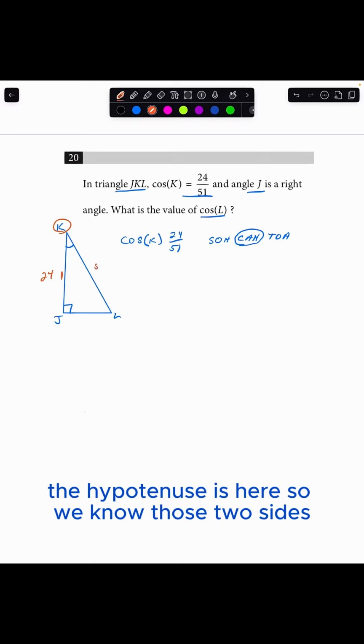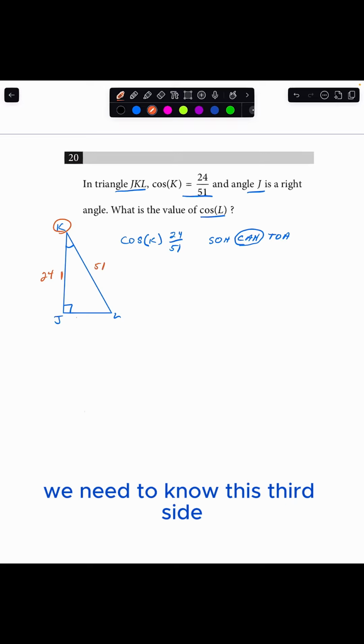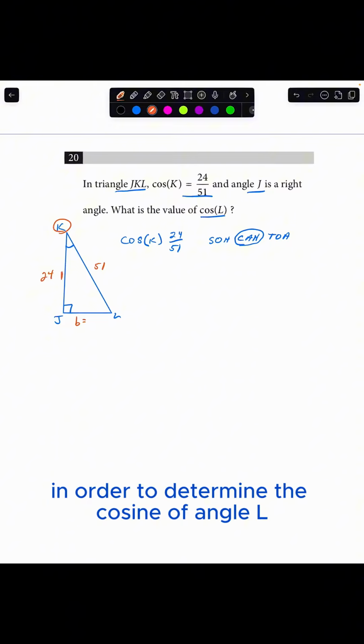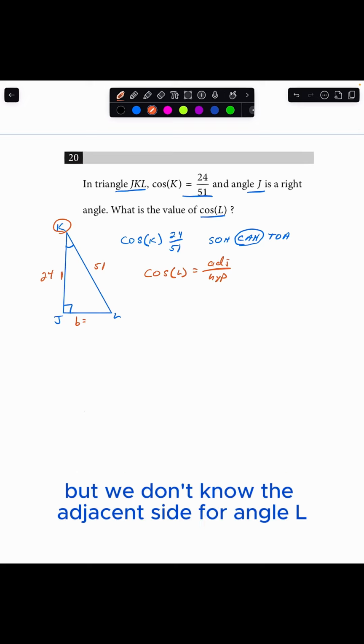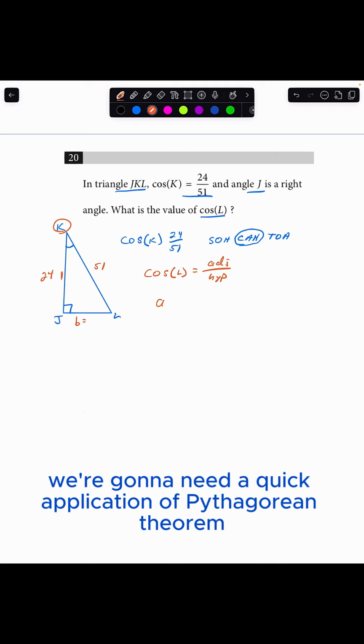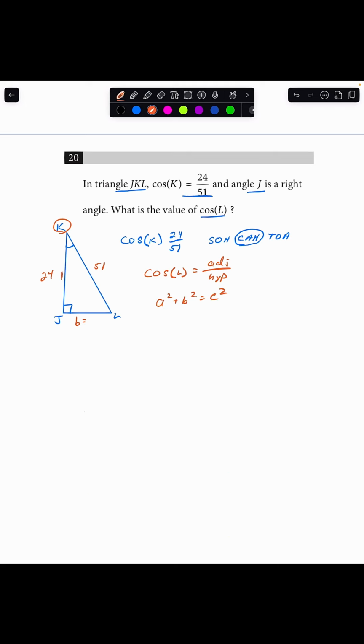The hypotenuse is here. So we know those two sides. We need to know this third side in order to determine the cosine of angle L, which is going to be, again, SOHCAHTOA tells us adjacent over hypotenuse, but we don't know the adjacent side for angle L. So to do that, we're going to need a quick application of the Pythagorean theorem.